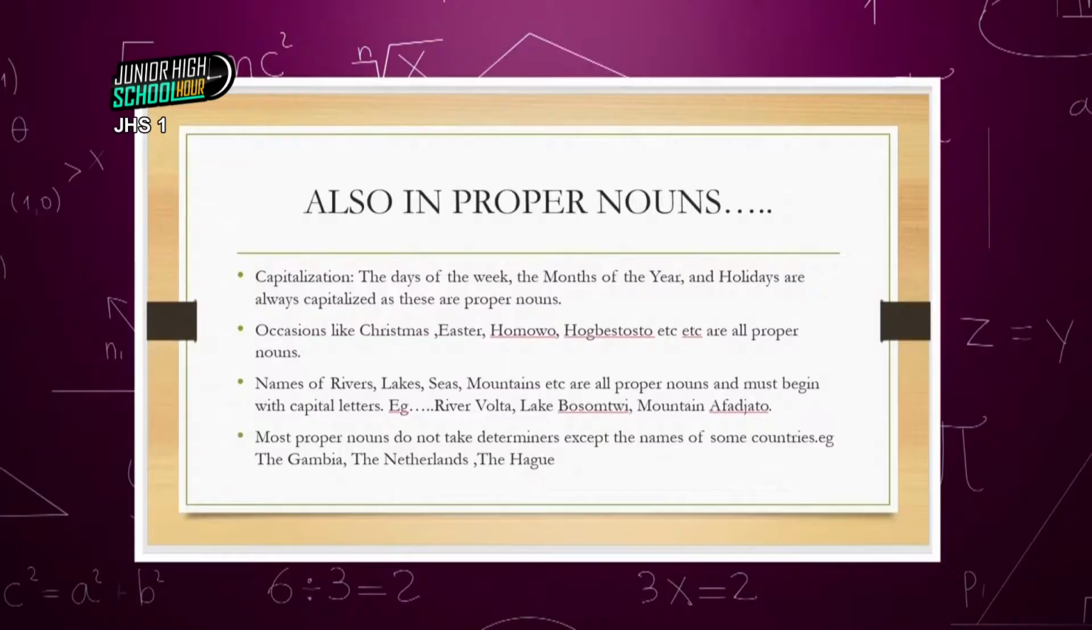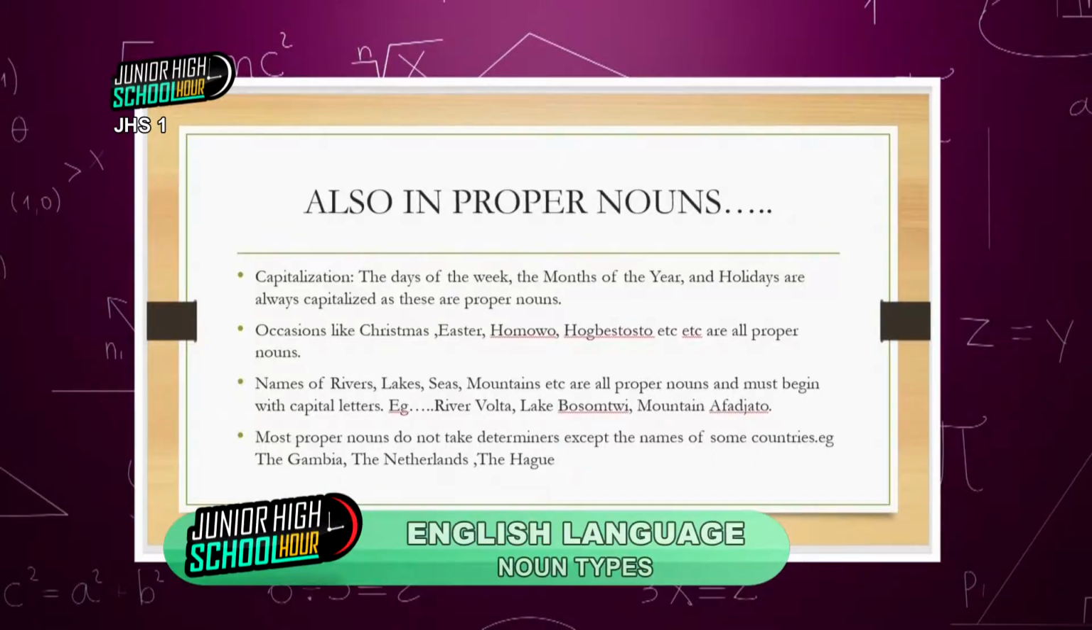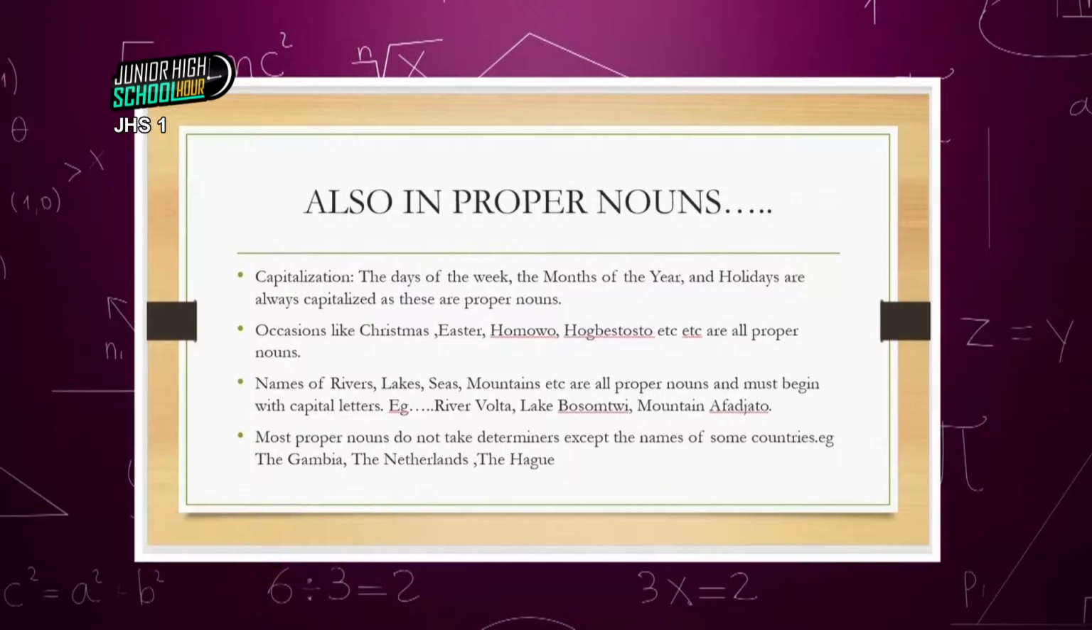And then we have the months of the year. We have January, February, March, April, May, June, July, August, September, October, November, and December. And we have some holidays, you know. They are always capitalized as they are all proper nouns. Keep this in mind.